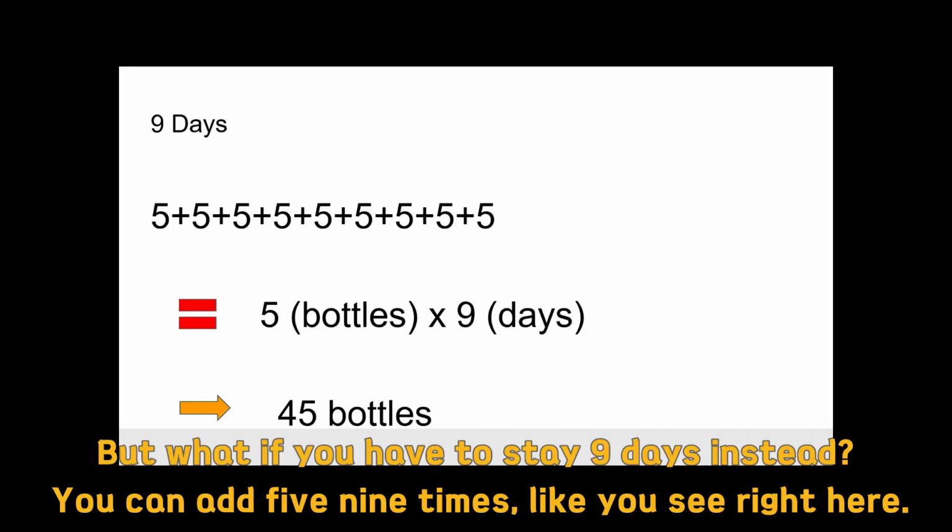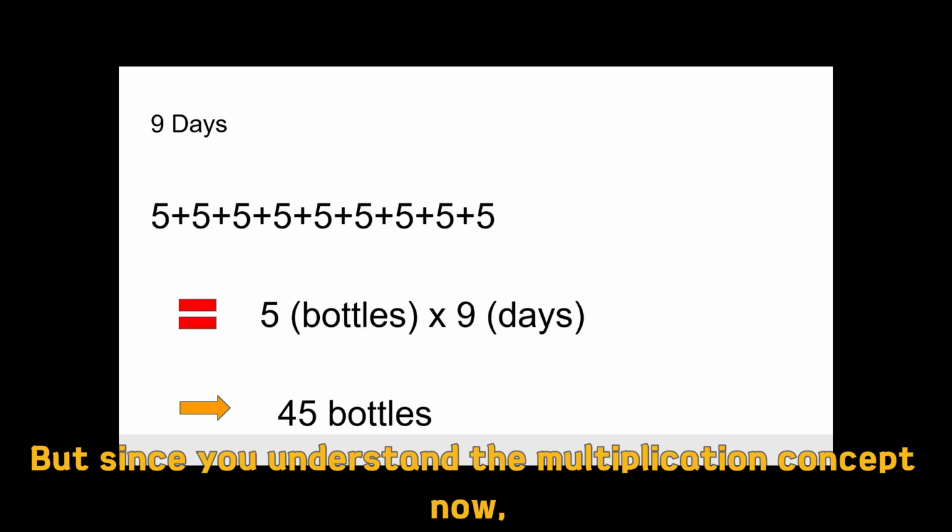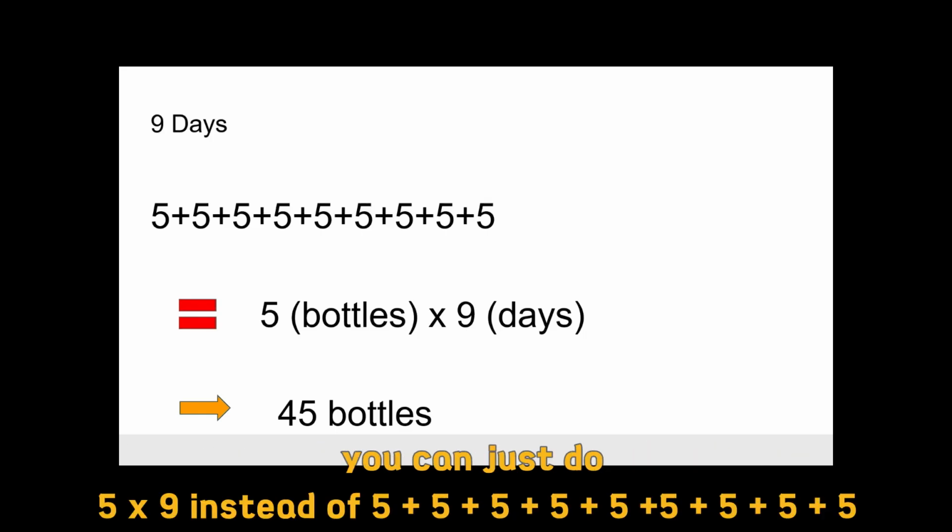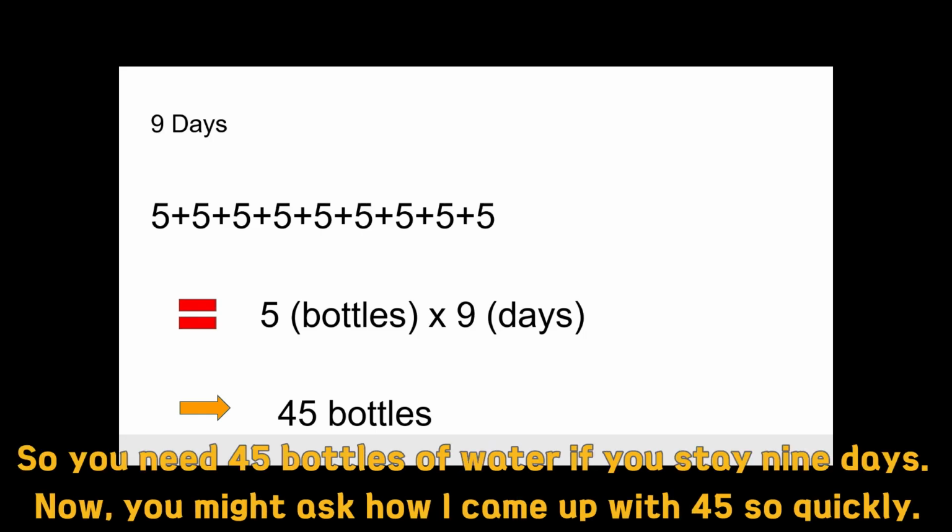But what if you had to stay 9 days instead? You can add 5 9 times, like you see right here. But since you understand the multiplication concept now, you can just do 5 times 9 instead of 5 plus 5 plus 5 plus 5 plus 5 plus 5 plus 5 plus 5 plus 5. So you need 45 bottles of water if you stay 9 days.